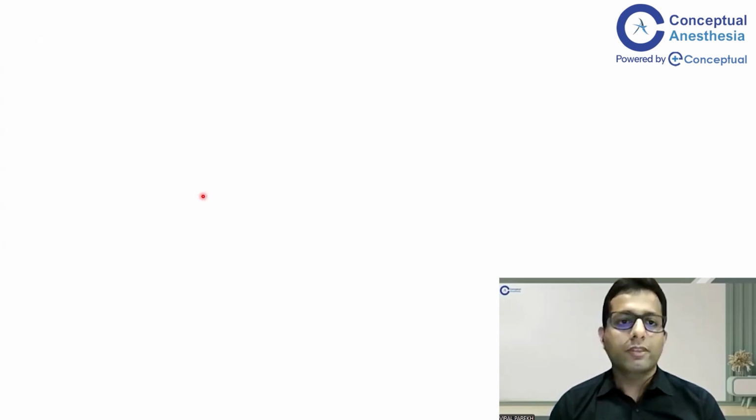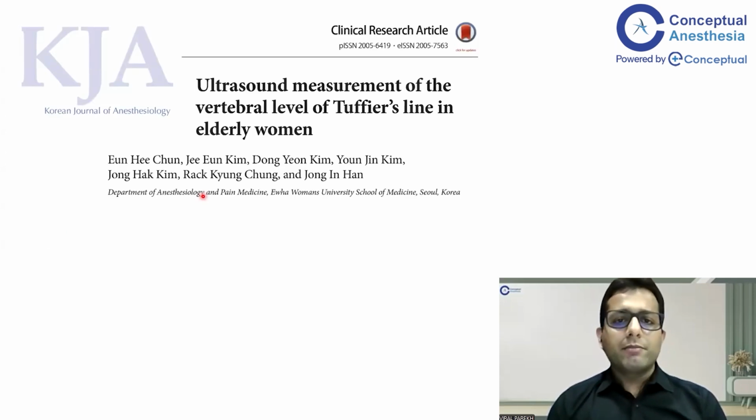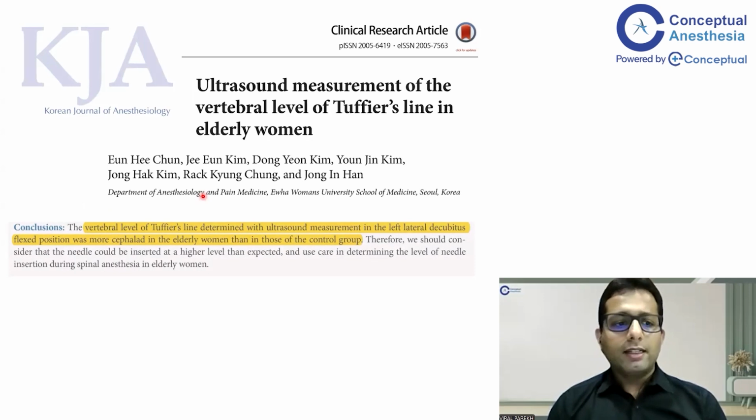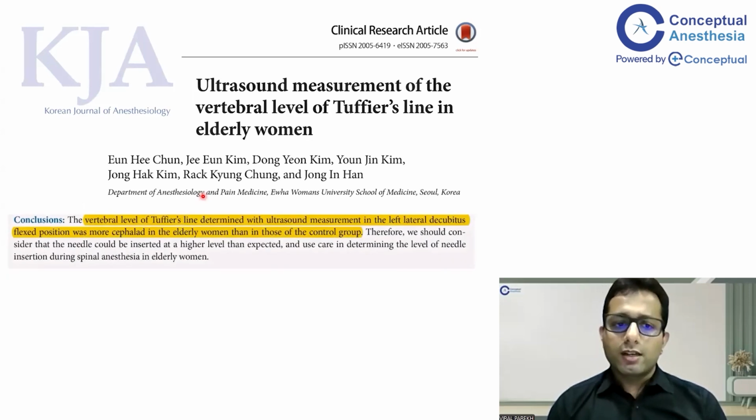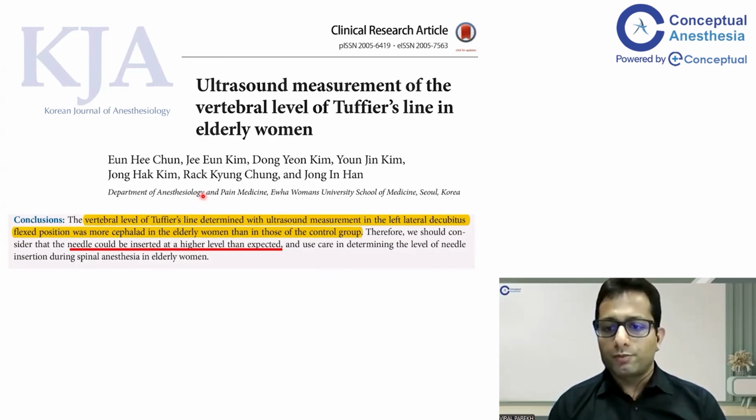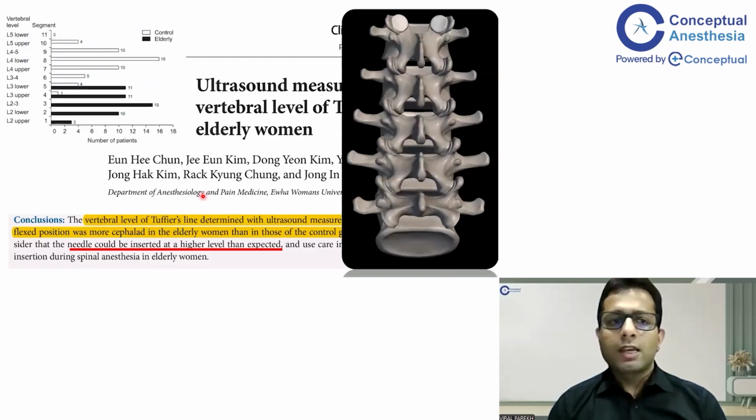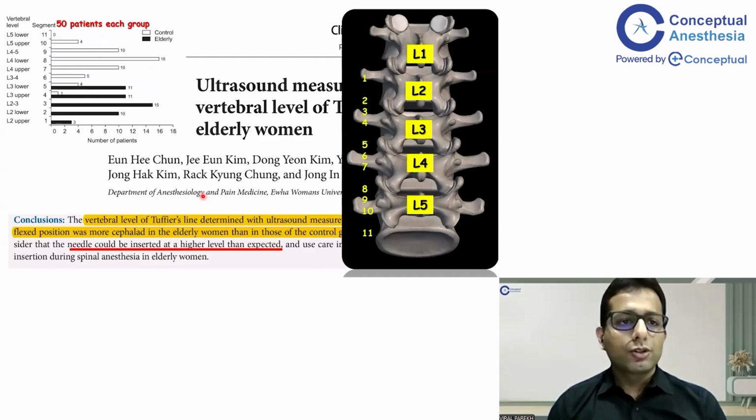Now, a similar study has been performed in elderly women, published in the Korean Journal of Anesthesiology. They concluded that the vertebral level of Tuffier's line, determined with ultrasound measurement in a left lateral decubitus flexed position, was more cephalad in elderly patients compared to those in the control group. They mentioned that we should consider that the needle could be inserted at a higher level than expected. Similar to the previous study, there were 50 patients in each group.